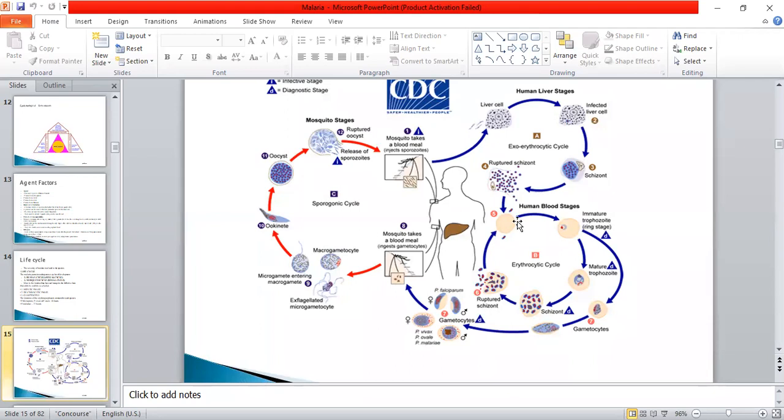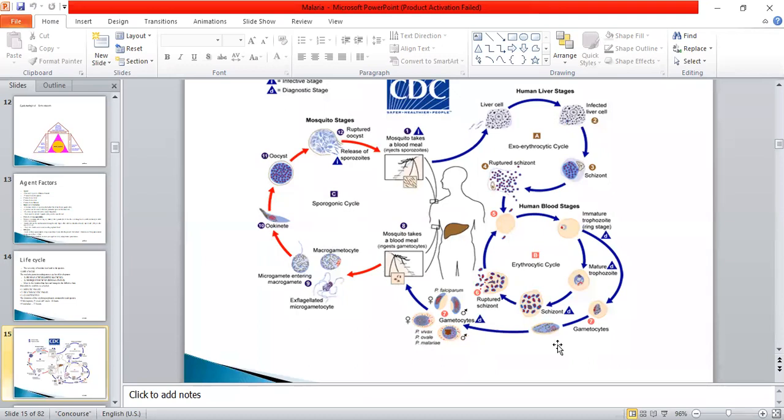Some immature trophozoites undergo another cycle known as the gametogenic cycle. In all species, some forms do not divide but become male and female gametocytes, and they are the sexual form of the parasite which are infective to the mosquito. Now comes the sexual cycle, which is the exogenous phase in the mosquito, the sporogonous phase.